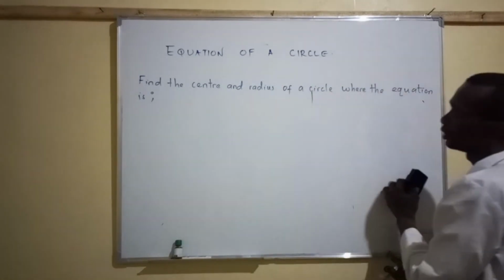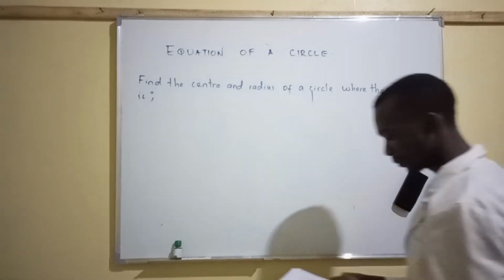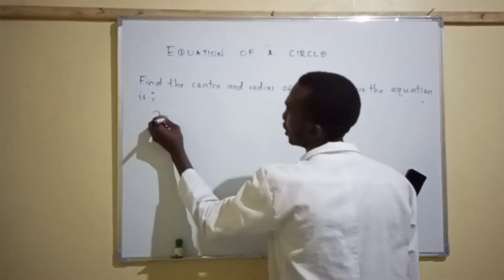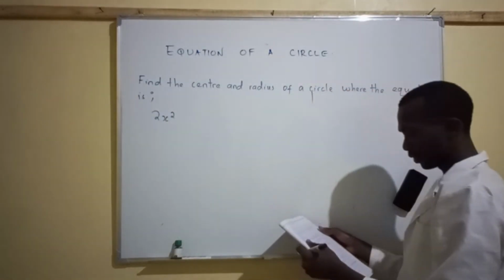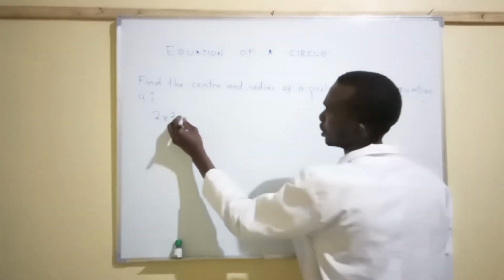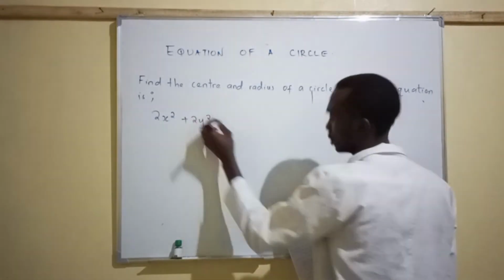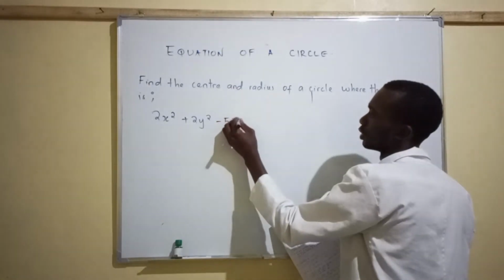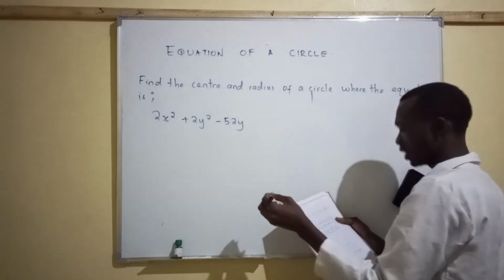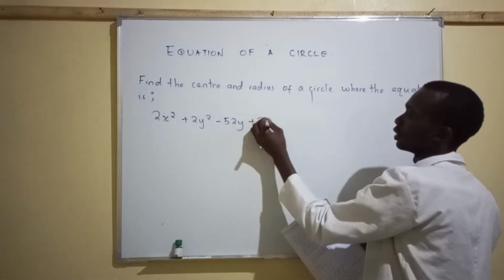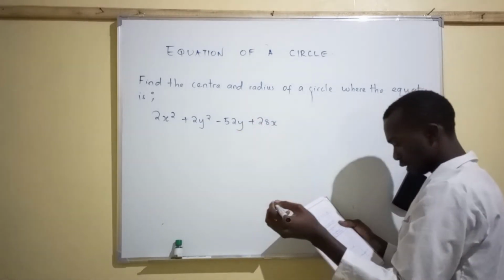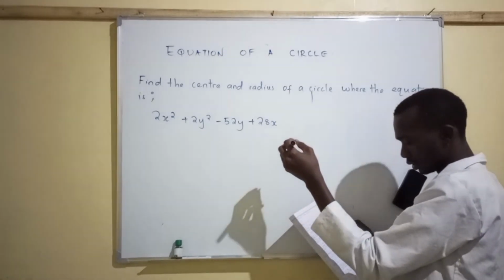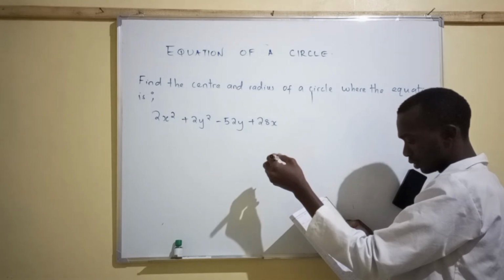So in the second example, I have 2x² + 2y² - 52y + 28x is equivalent to 38.